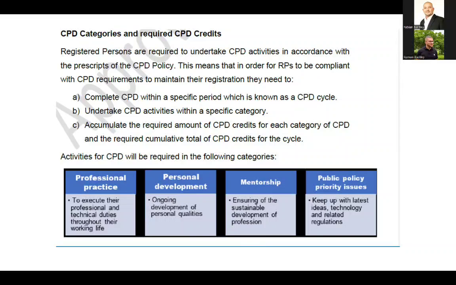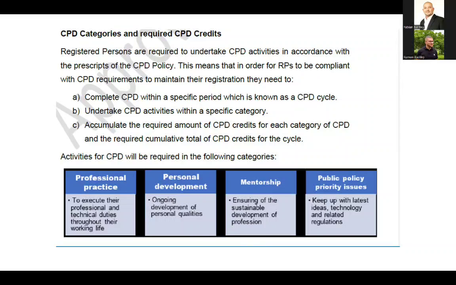So activities for CPD will be required in the following categories. So these are the 4 categories. You've got professional practice, which is to execute their professional and technical duties throughout their working life. You've got personal development, which is ongoing development of personal qualities. You've got mentorship, which is ensuring the sustainable development of the profession. And then you've got public policy priority issues.